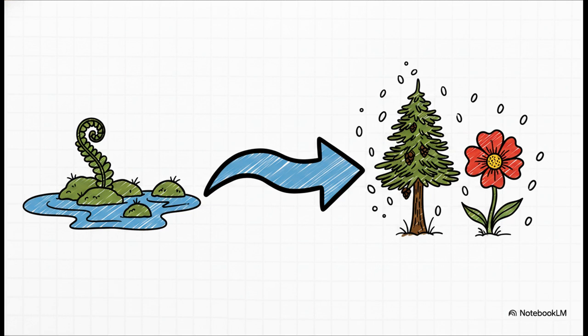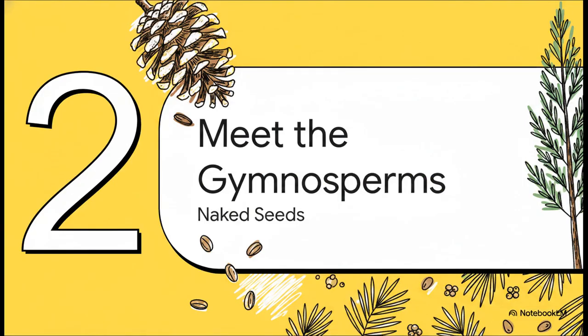The crucial takeaway for your exams here is that these two advanced groups developed highly specialized traits, like pollen and seeds. This means they no longer rely on water for reproduction. They were literally built to conquer dry land. Okay, moving right along to Section 2, meet the gymnosperms.